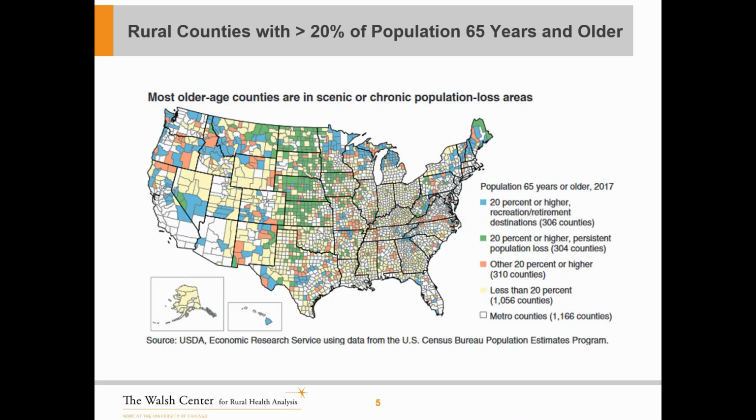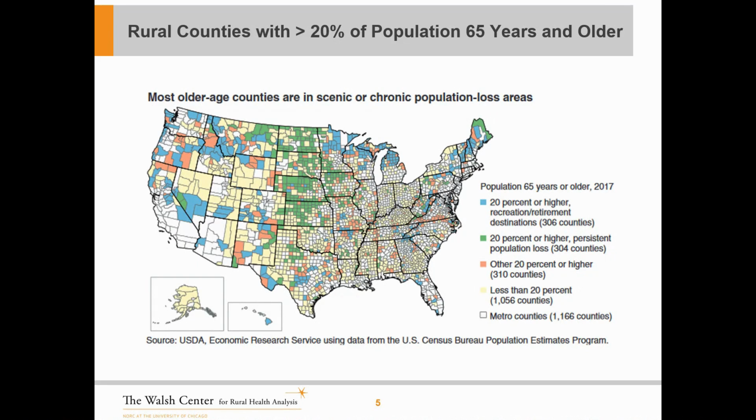One of the things that's important is to think about where our proportion of older adults reside. If you look at this particular map from USDA, you can see that a lot of our older adults retire in rural areas that have recreation or are retirement destinations. But the green on the map indicates counties in rural America with persistent population loss, where over the last 40 years a number of people have out-migrated from that rural community to find jobs in urban areas.